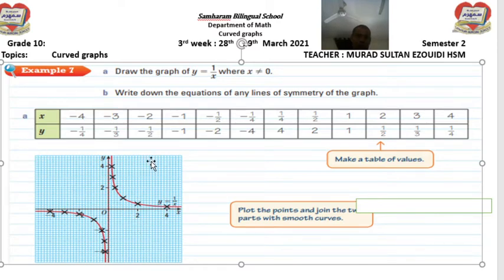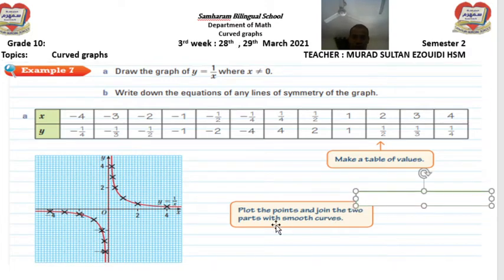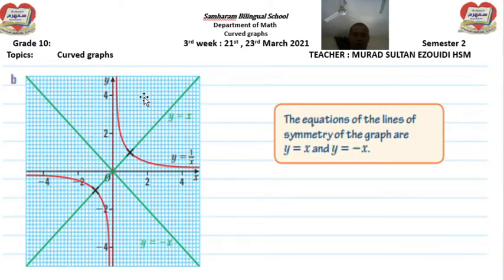Okay, and vice versa. So make a table of values like that and try to find the value of y. Then plot the points and join the two parts with smooth curves. For example, this part, negative 4, negative 1 over 4. Okay, the second part, we will try to use a smooth curve. Then, now we draw, let's say, the first one.